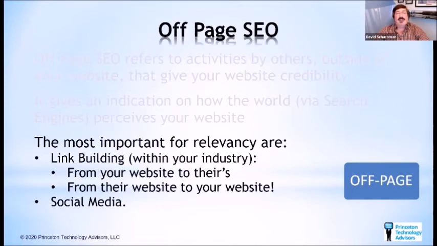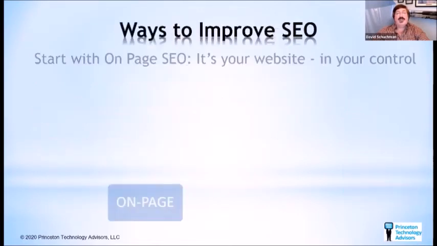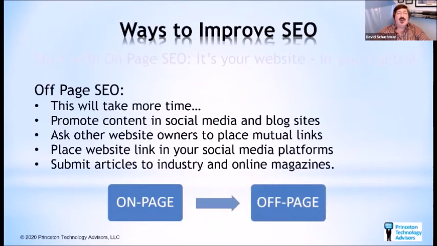So if you have a Facebook page, or excuse me, a LinkedIn page, or if you have a YouTube channel, put links from those sites to your website as well. So, ways to improve SEO: start with the on-page. It's your website, you're in control. It's the one that's easiest for you to do. Then move on to the off-page. This will take more time to develop.